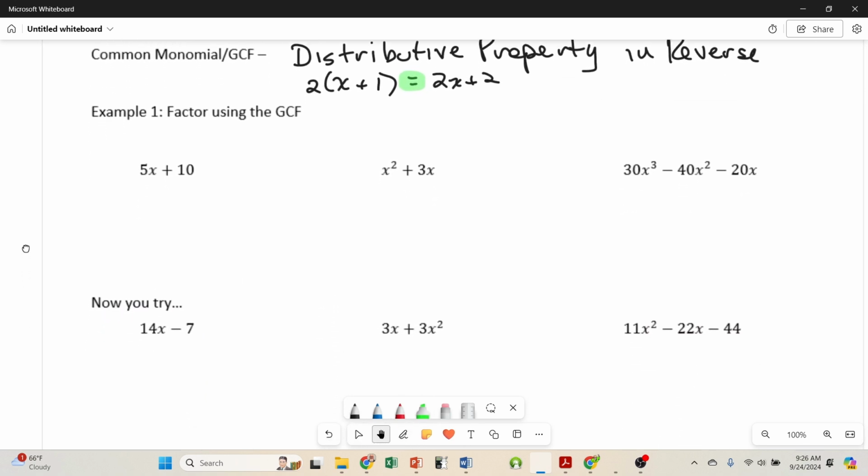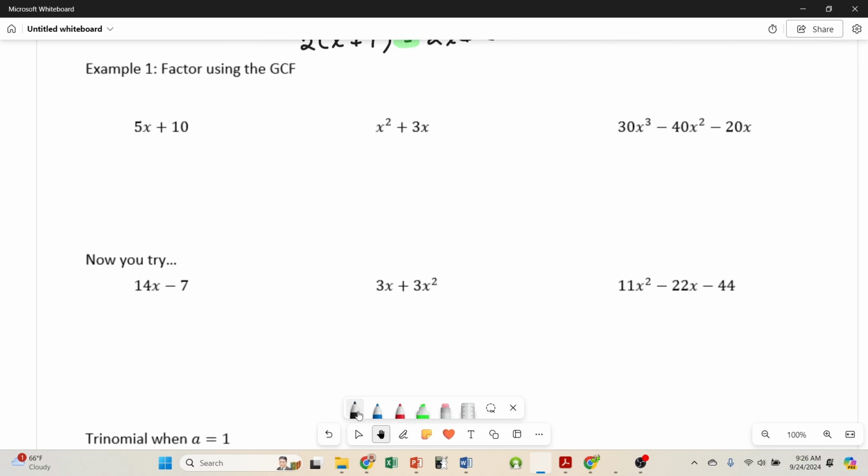So let's take a look at this. Factor out using the greatest common factor. So the question you ask yourself is, what number goes into 5x and 10? Well, 5 goes into both. So you take 5 and put it out front like so, and then just divide. 5x divided by 5 is x. 10 divided by 5 is 2, and we're finished.